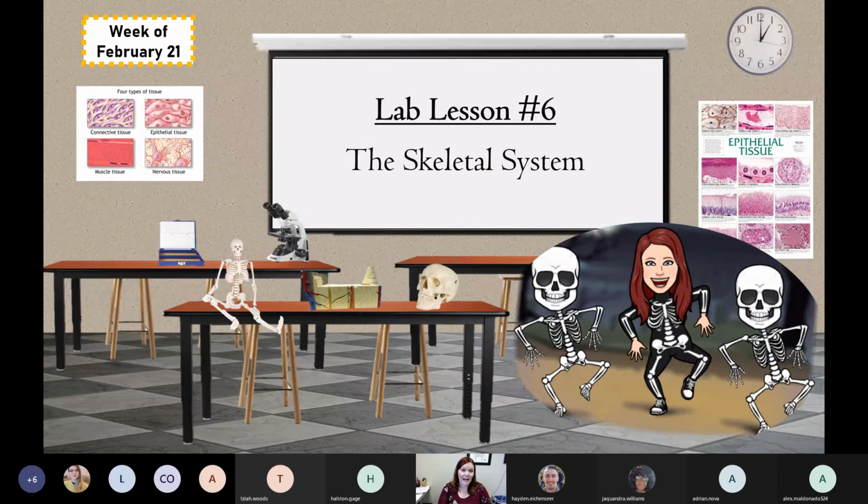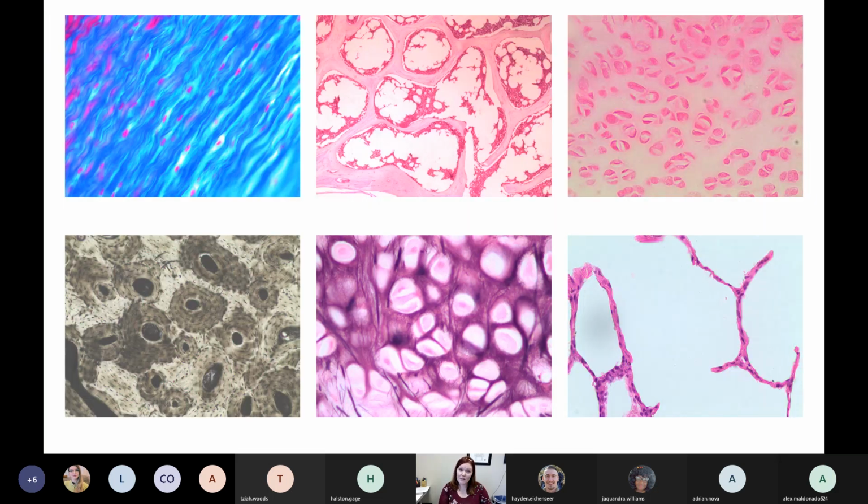Today we are covering lab lesson number 6. This is about the skeletal system. When we talk about the skeletal system, there are multiple types of tissues that we find in the skeletal system. So we'll do a little bit of histology tissue review here to get us started for today. So let me get my pointer.